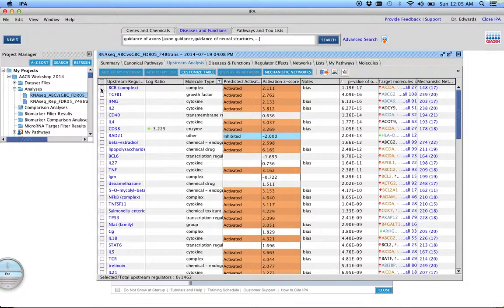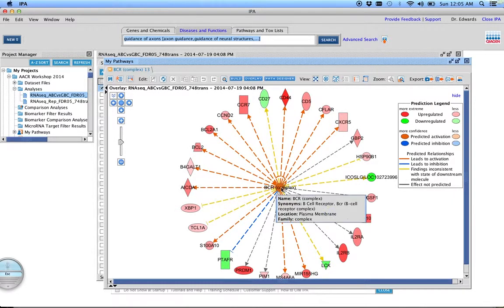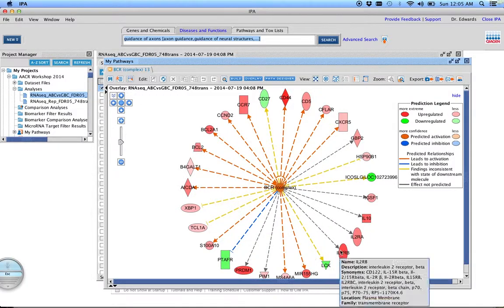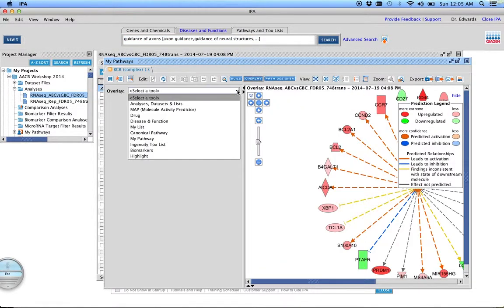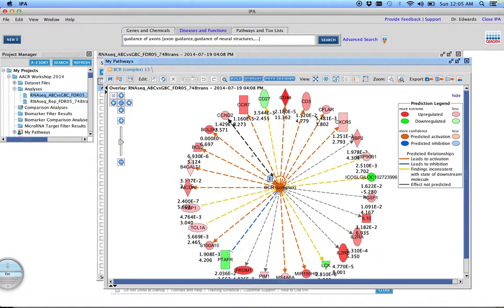So we can look at this more closely. I can click on this and say display as a network. And so here is the BCR pathway. Here are all the genes associated with it that were on our gene list. We can overlay p-values and log ratios. These are all the genes. A dashed line is an indirect relationship. A solid line is a direct relationship.